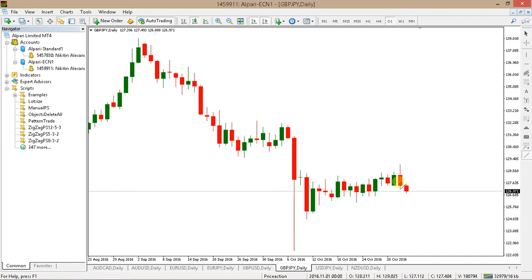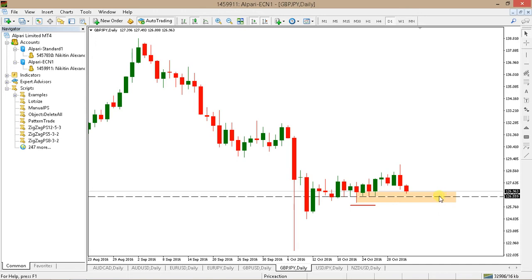So let me find one for you. Okay, nothing. Here it is. Look at this one. This is the fractal low because we have 1, 2, 3, 4 highs at least on the left side, and 1, 2, 3, 4 highs at least on the right side. So the zone will look this way. See it? From the body of the candle to the low.